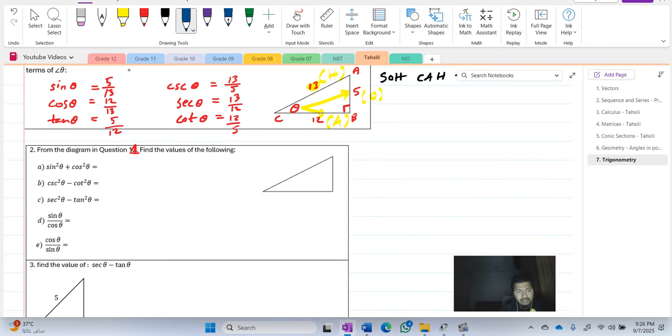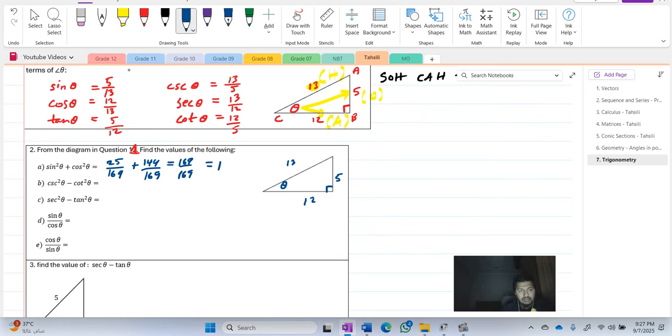Find the values of the following, right? So same diagram, we got 12, 5 and 13, and we got theta here. What is sine squared plus cos squared? We've proved it before, but using the diagram, sine squared is 25 over 169 plus cos squared is 144 over 169, and we're getting 25 plus 144, 169 over 169, and that equals 1.